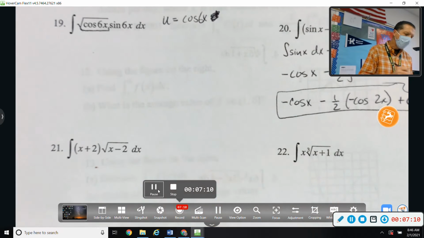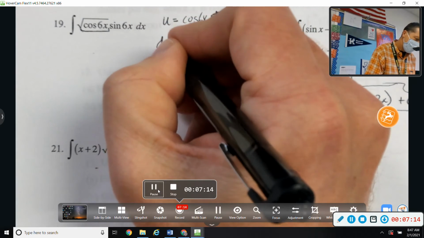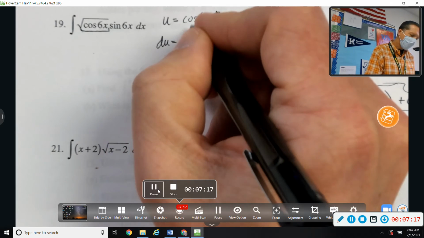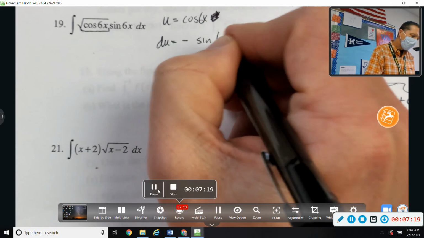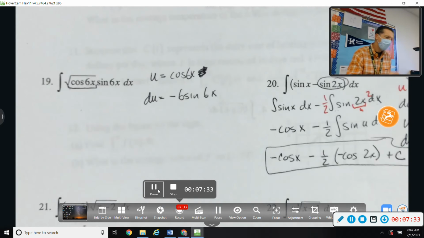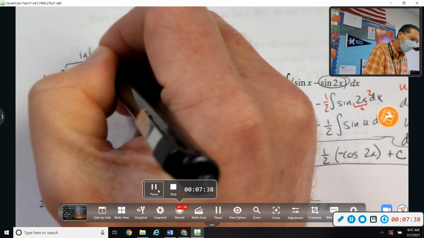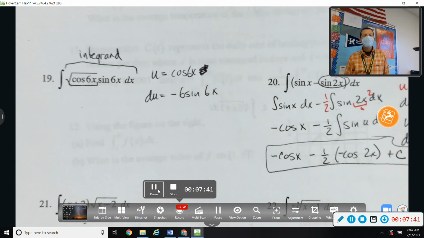But if we let u be cosine of 6x, then du would be derivative of cosine's negative sine, and then chain rule we'd have a 6. So that's pretty close to the rest of the integrand. We don't do much vocabulary in here, but what we're integrating is called the integrand. I don't know that you ever need to know that, but FYI.